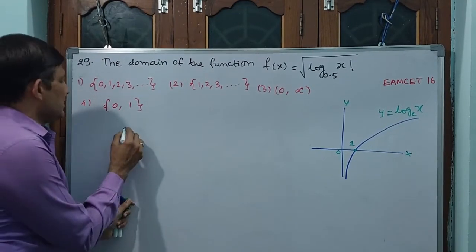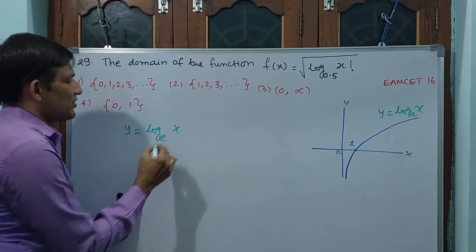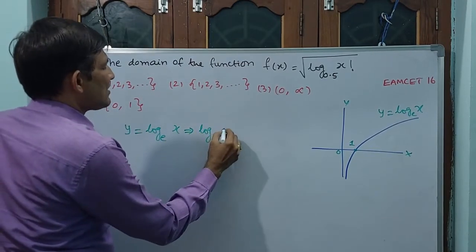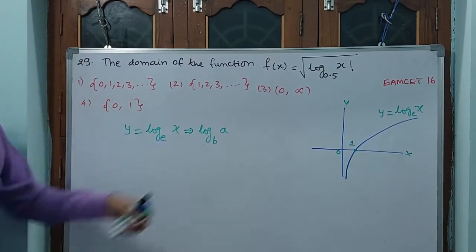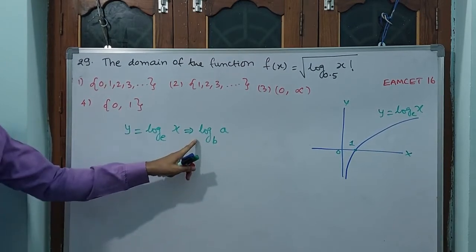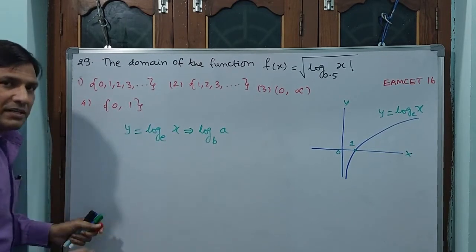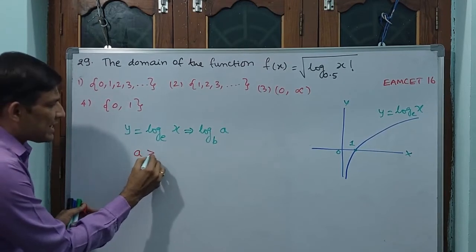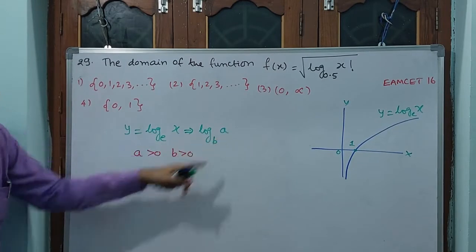See what I am writing here logically. Y is equal to log x to the base e, or implies I am writing like this, log a to the base b. Here only b and a are the main constituents in a logarithmic function. Forget about y. Here only a and b are important. See the conditions for a and b. A should be greater than 0 and b should be greater than 0. First condition: both should be greater than 0.